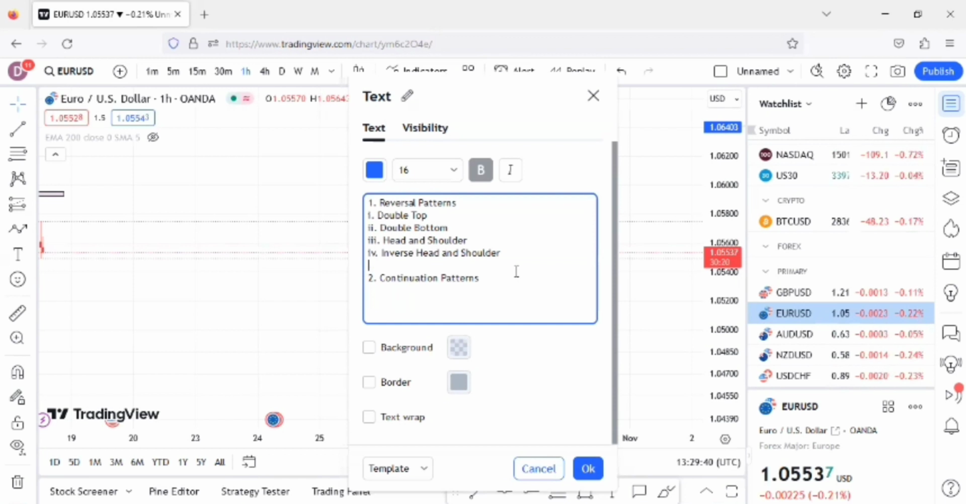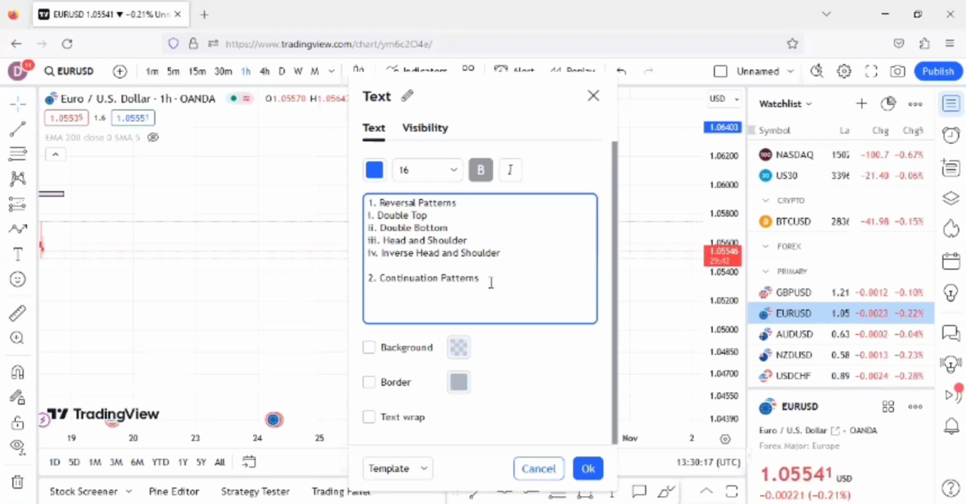Reversal patterns help you to spot a reversal in the market, that this trend you are following is about to end. That's what reversal patterns do for you. And like I said, we have these 4 of them that I use: double top, double bottom, head and shoulder, inverse head and shoulder. So we have reversal patterns and we have continuation patterns.